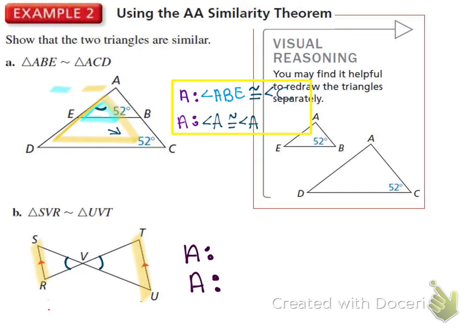Can I name these angles angle V? I cannot. So what can I name this angle on the left? RVS sounds good. Angle RVS is congruent to, it does matter the order. So you see how R corresponds with T? So we're going to say TVU. Angle TVU.